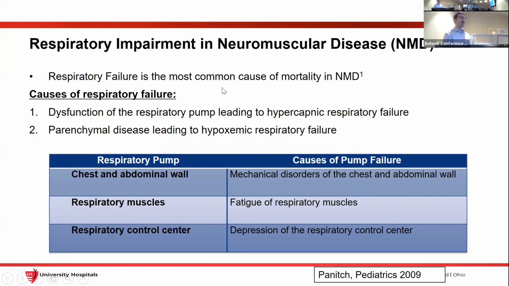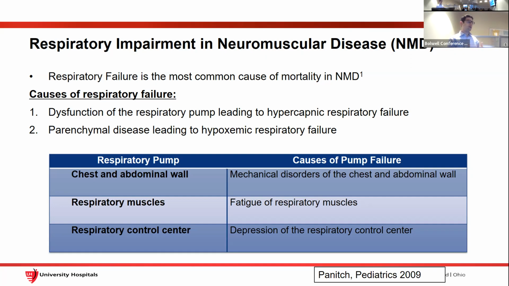So when we think about why that is in neuromuscular impairment, what's the respiratory impairment? We think about respiratory failure. Because respiratory failure is important, it's the most common cause of mortality in neuromuscular disease. That's why pulmonology and sleep is an integral part of the care of the patient with neuromuscular disease. When we think about what causes the respiratory failure, you can think about the respiratory system as a respiratory pump, broadly speaking. There's dysfunction of the respiratory pump, which leads to hypercapnic respiratory failure, right? Hypoventilation, the CO2 is high, which can lead to downstream effects, which we'll talk about.